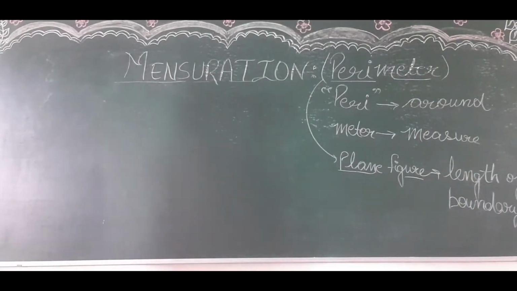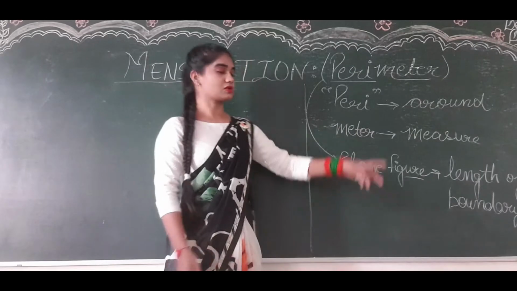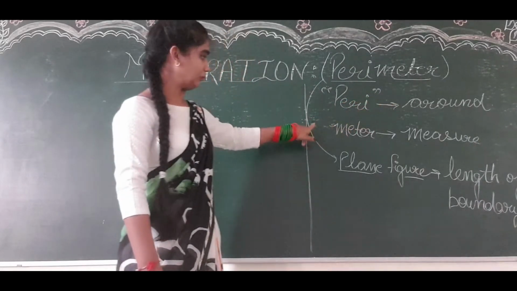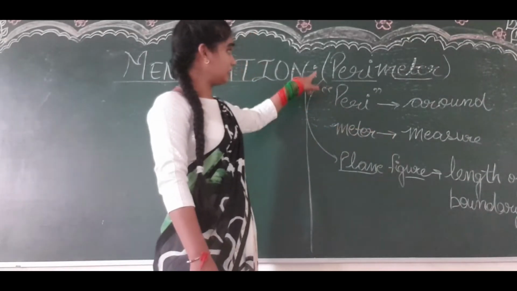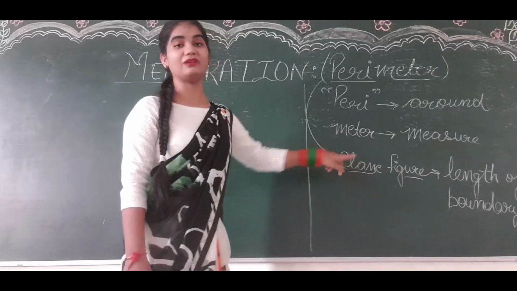There are two types of figures. 2D figures, that is plane figures, and 3D figures. The difference between them is this. In 3D figures, we have height. And the figures in which we have height, we don't calculate their perimeter. We calculate their lateral surface area. So today we are going to study about perimeter, and now we know the meaning of perimeter. Perimeter is a combination of two words, peri, which is a Greek word meaning around, and meter, meaning measure. So the length of the boundary of a plane figure is known as perimeter.